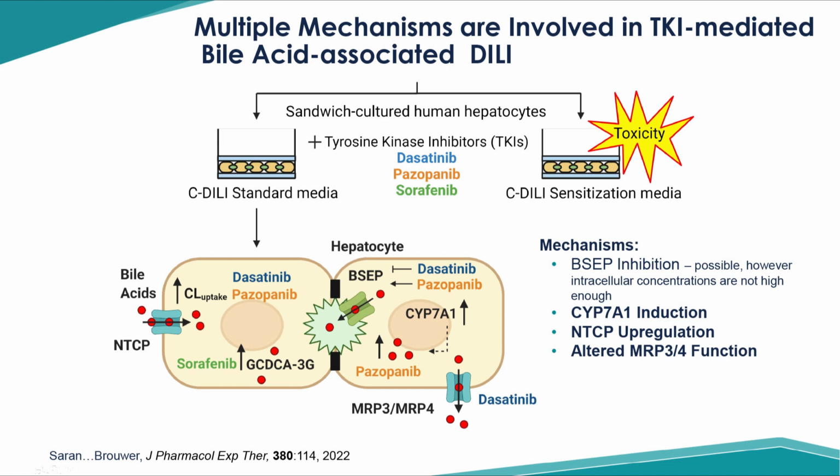Instead, when they looked at the mechanism for the toxicity, it was actually due to induction of CYP7A1. So these tyrosine kinase inhibitors were inducing the synthesis of bile acids. They were increasing NTCP, which was increasing the uptake of these bile acids, and they were decreasing MRP3 function. All those things came together to generate high intracellular concentrations of bile acids, leading to hepatotoxicity.